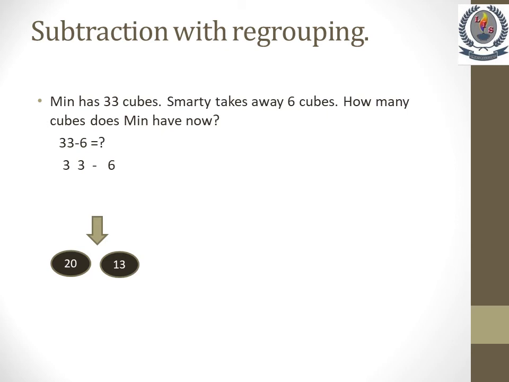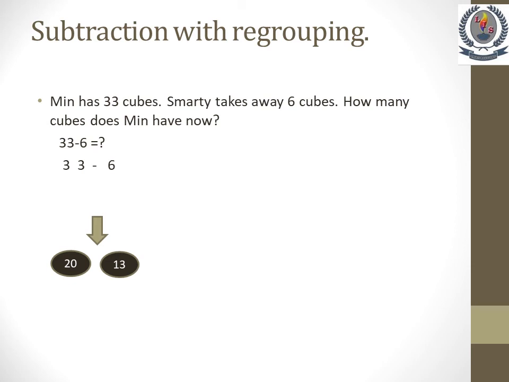Subtraction with regrouping. Min has 33 cubes. Smarty takes away 6 cubes. How many cubes does Min have now? Then first we need to subtract the ones, then the tens. To subtract 6 from 33, we first need to subtract ones, then the tens.